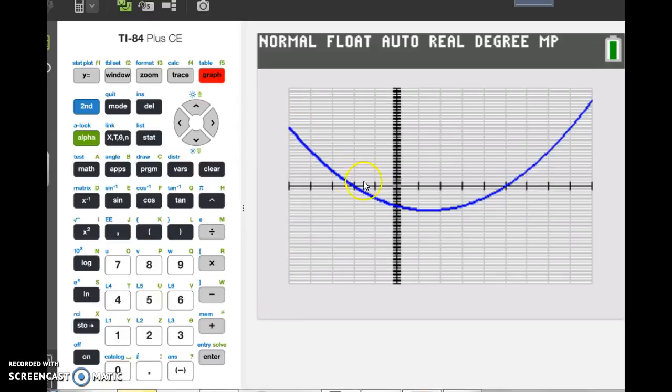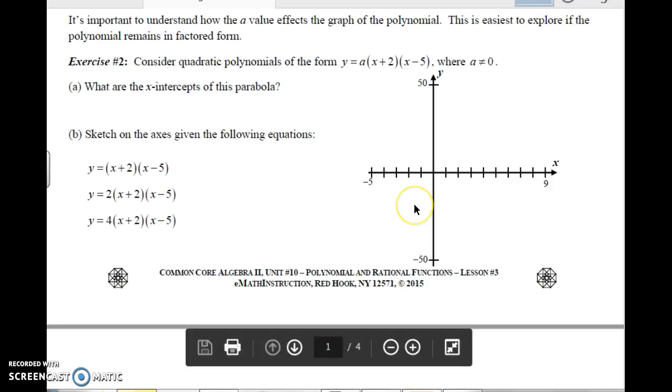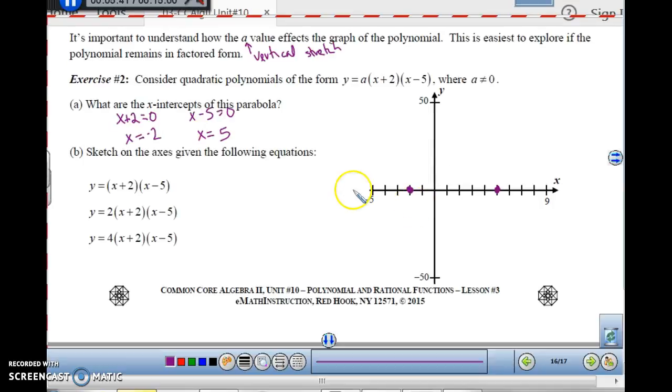there's my parabola. You can see it comes down. My zeros are at negative 2 and positive 5. All right, so that's going to look like this. I'll even do it in blue so that you can tell which one is which. All right, so here's the blue one. It comes down like this and comes up like that. All right, so that would be the original x plus 2 times x minus 5 equals y.